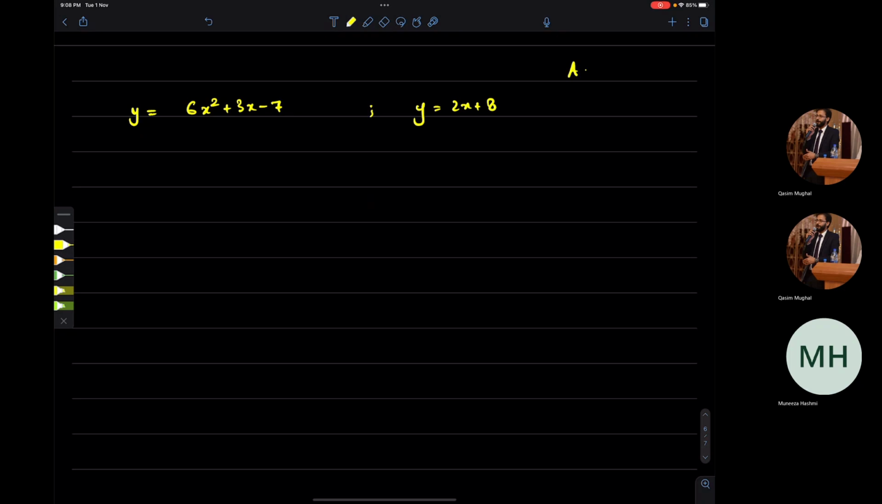Just by following this property: if a is b and a is also equal to c, then I can say that b is equal to c. We're going to do the same. y equals this, y is also equal to this. This means both of these are equal as well. So 6x squared plus 3x minus 7 equals 2x plus 8. Now you have merged together a quadratic and linear.